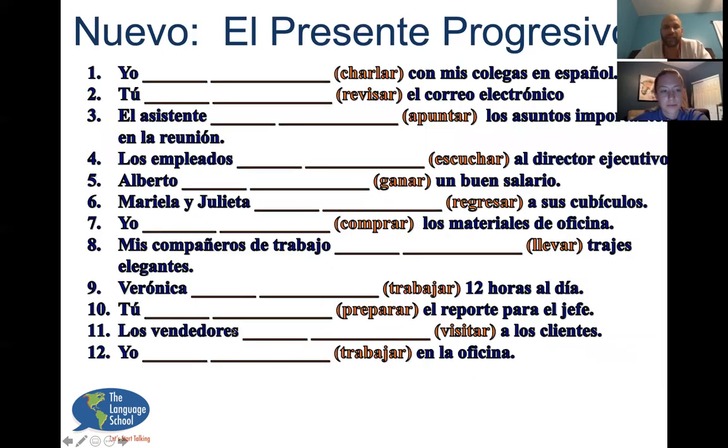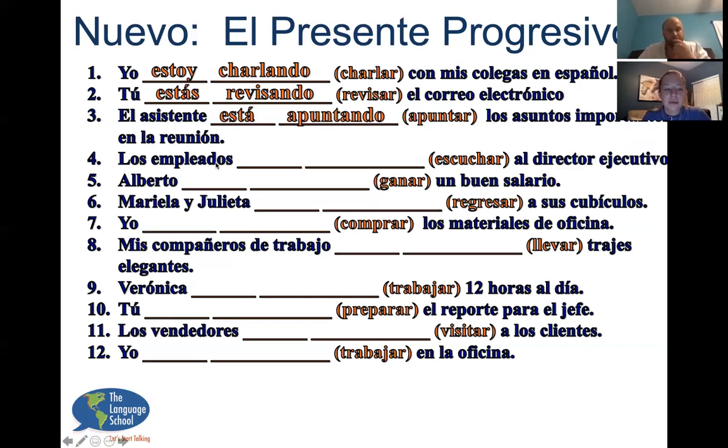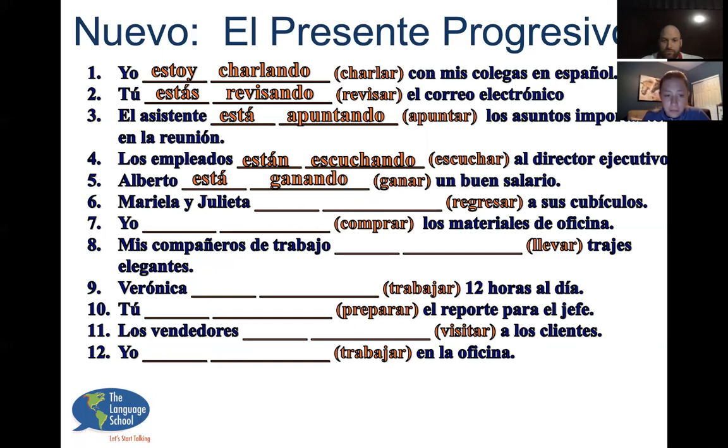Okay. Vamos a practicar aquí, Carly. Número 1. Yo estoy charlando con mis colegas en español. Muy bien. Tú estás revisando el correo electrónico. Muy bien. El asistente está apuntando los asuntos importantes en la reunión. Los empleados están escuchando al director ejecutivo. Alberto está ganando un buen salario. Mariela y Julieta están regresando a sus cubículos.